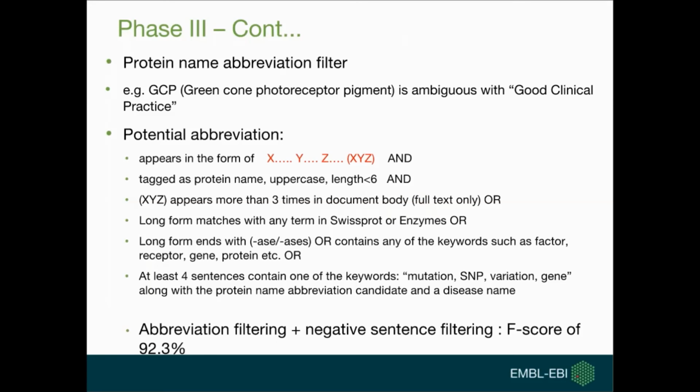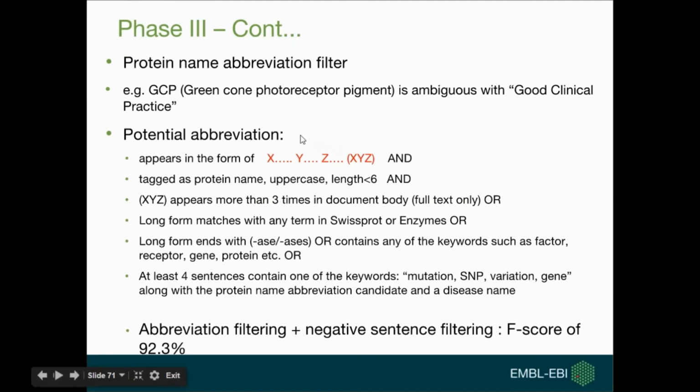We also introduced a protein name abbreviation filter in phase 3. Some of the protein names are ambiguous. For example, GCP, green cone photoreceptor pigment, is ambiguous with good clinical practice. Similar to the disease abbreviation filter, we use regular expressions and check for the text sequences showing in red.